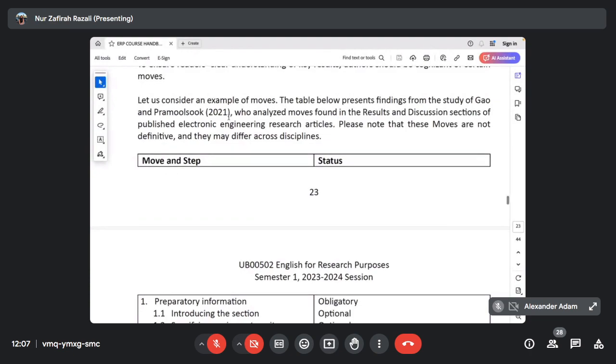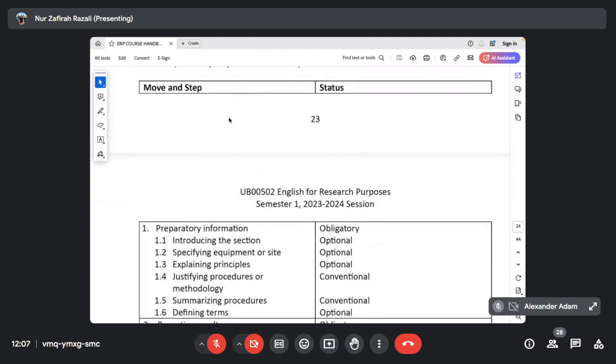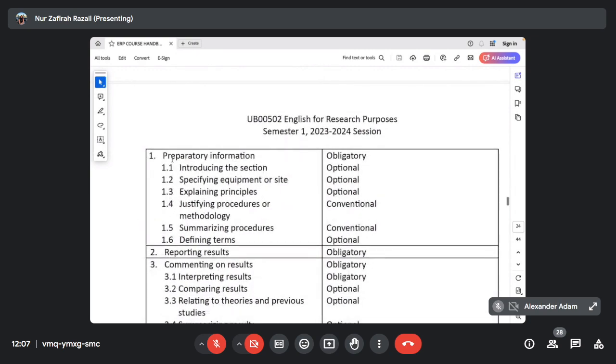All right. Now, if we take a look at the move model here, move and step and status, this is the same as the chapter 1 CARS model, with the moves and the steps and whatnot. So it's the same thing, but this is merely for the results and discussion section. All right, so move 1, preparatory information. This move is realized by a few steps such as introducing the section, specifying equipment or site, explaining principles, justifying procedures or methodology, summarizing procedures, and defining terms. So that's move 1, preparatory information.